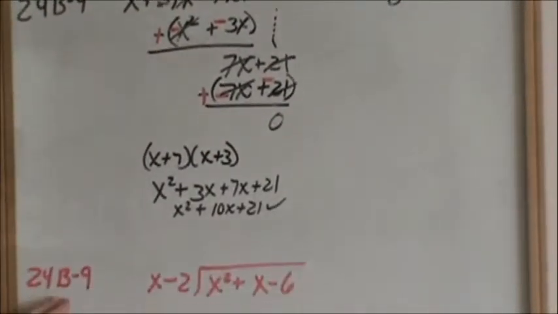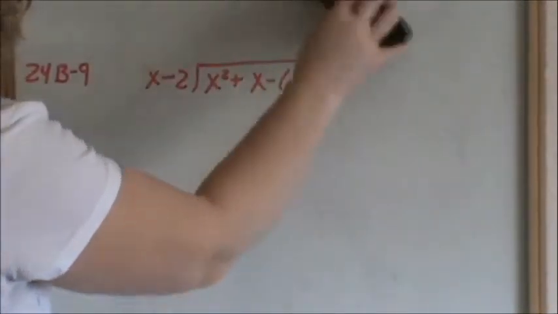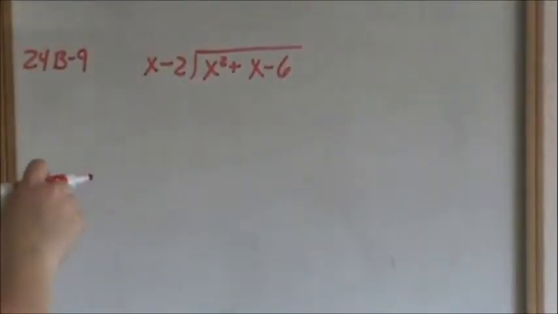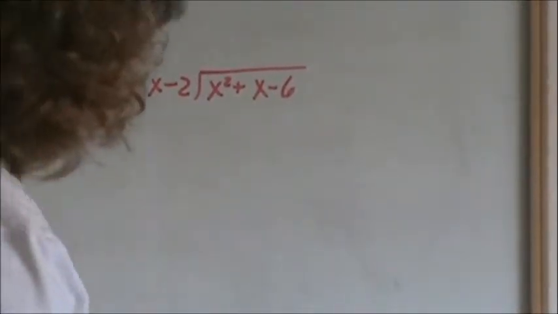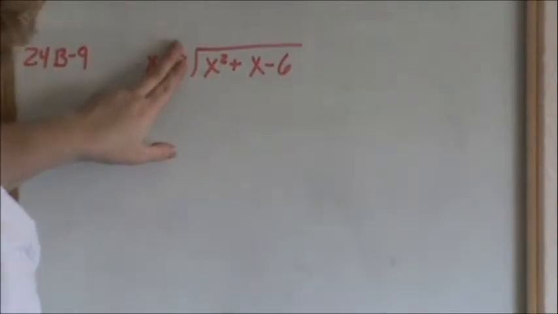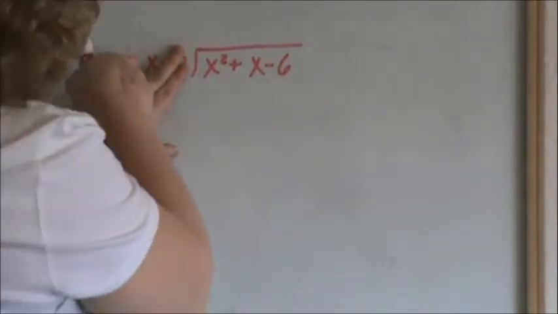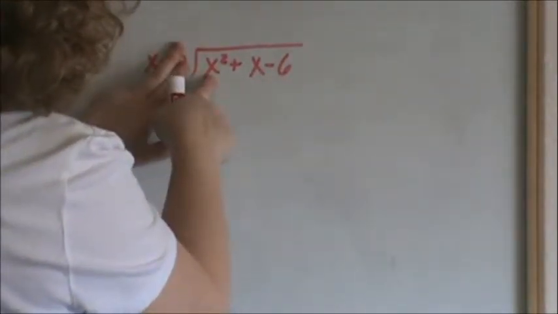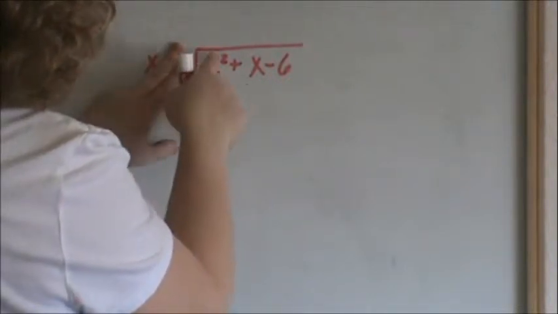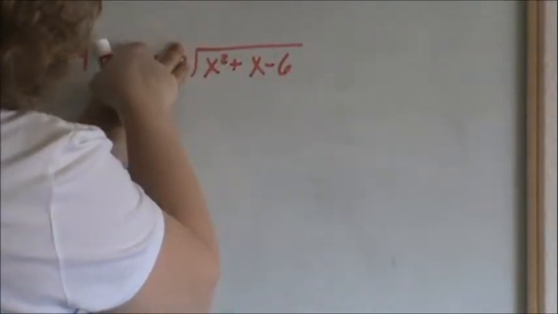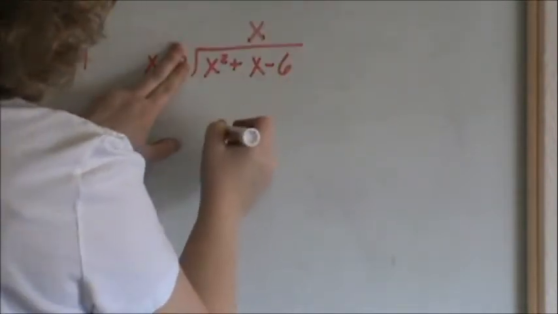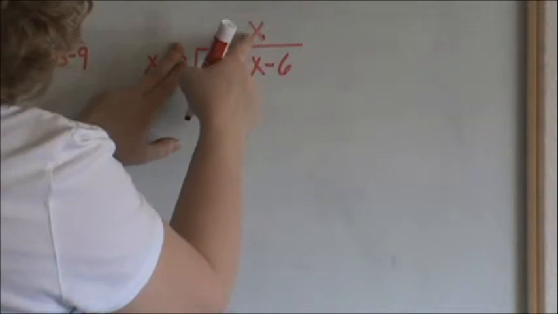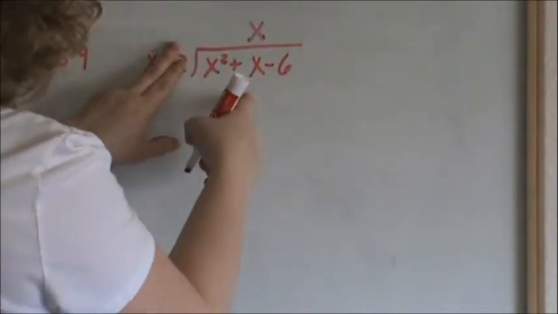Let's look at 24b, 9. Alright, so we're dividing. So the first thing you want to do is just usually you cover up this number right here. You divide x into x squared. X goes into x squared, or if you want to think of it, what times x gives you x squared? And x times x gives you x squared. And you write your x over your x column.